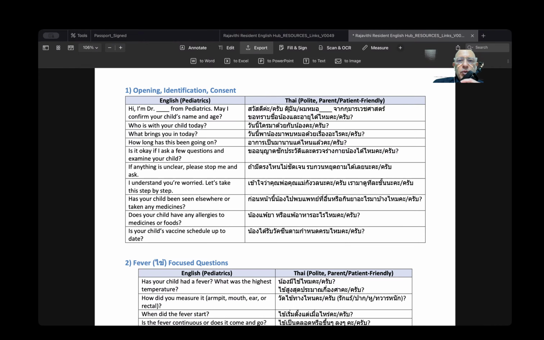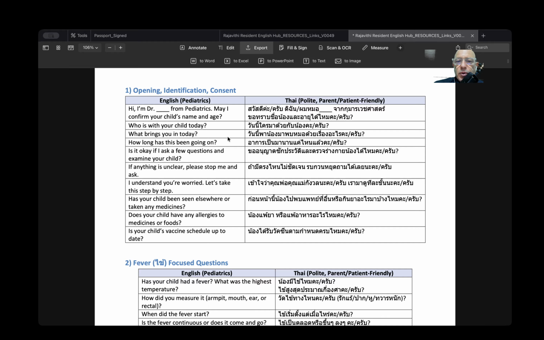Hi, I'm Dr. Jones from Pediatrics. May I confirm your child's name and age? Now, with English language, as with any other language, there are a variety of different ways that one could say these and put out this information or ask for information. You could say, hey, I'm Dr. Jones, a pediatrician here at this hospital. May I confirm your child's name and age?